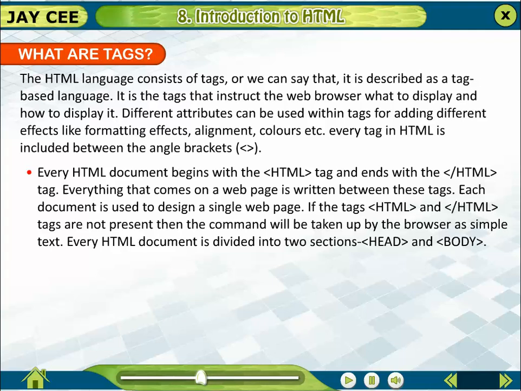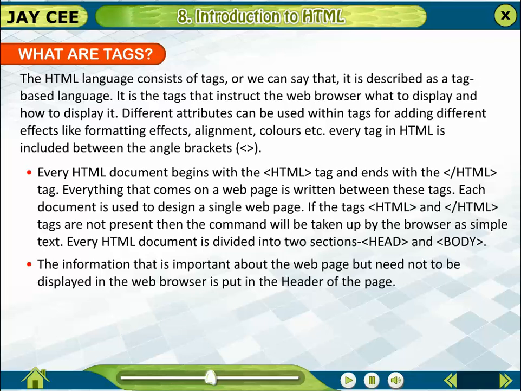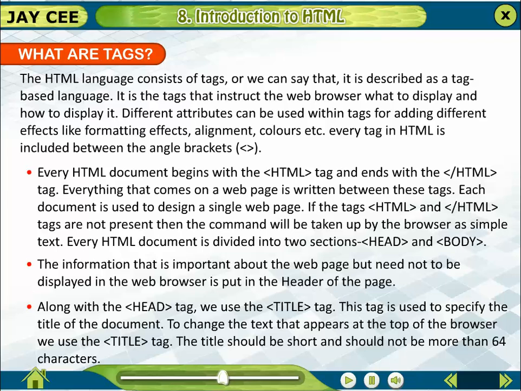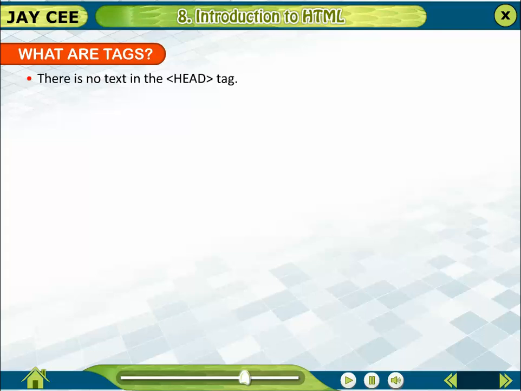Every HTML document is divided into two sections, head and body. The information that is important about the web page but need not be displayed in the web browser is put in the header of the page. Along with the head tag, we use the title tag. This tag is used to specify the title of the document. To change the text that appears at the top of the browser, we use the title tag. The title should be short and should not be more than 64 characters. There is no text in the head tag.